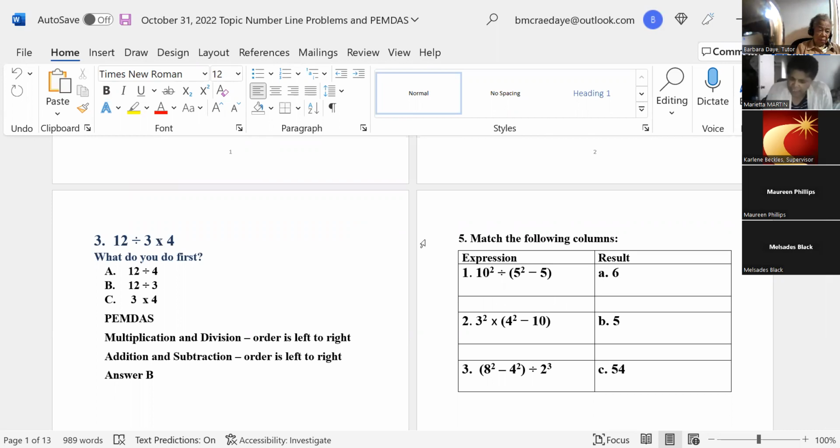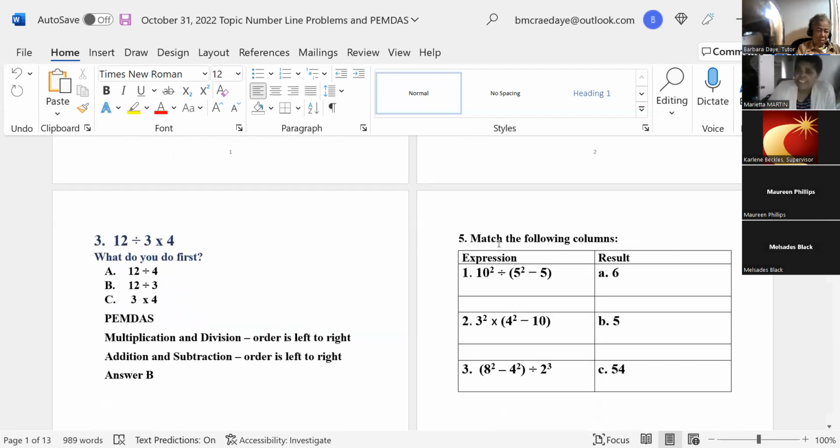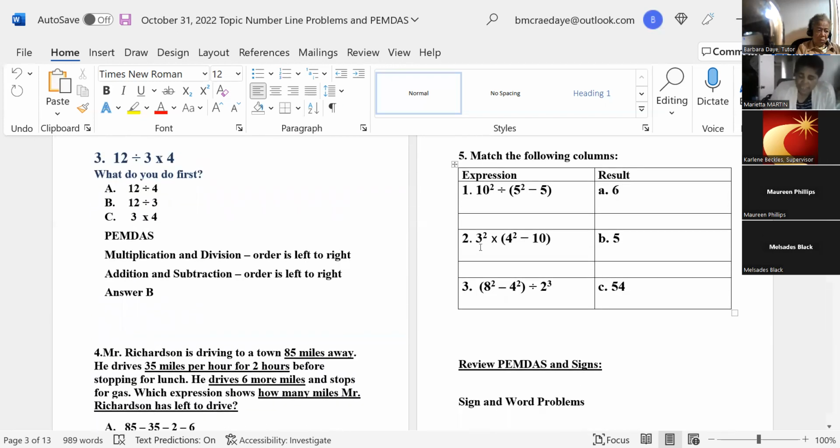Which point is 7 by 8? I sent it to you as F. Number 2, I sent A, D. Number 3, I choose C. Wait, you said C? You said C, right? Yeah. Maureen, tell her why C is not correct.